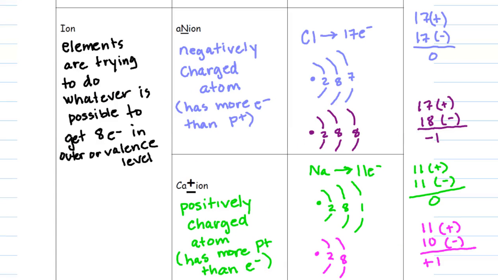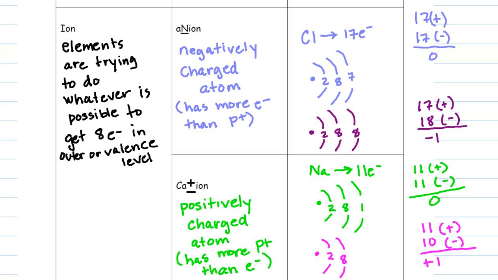Okay, we just talked about a neutral atom as being an atom that has the same number of positive particles or protons and negative particles or electrons. An ion is a charged atom. What all atoms are trying to do is get 8 electrons in their outer or valence level. And so they'll do this either by taking in electrons or giving away electrons. An anion is a negatively charged atom, meaning that it has more electrons than protons.